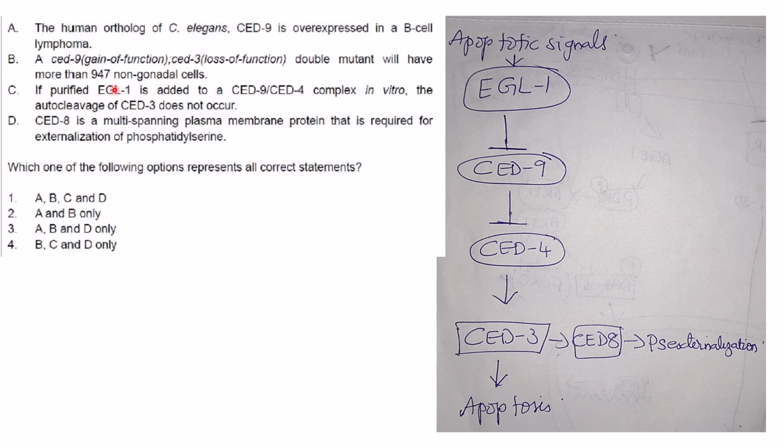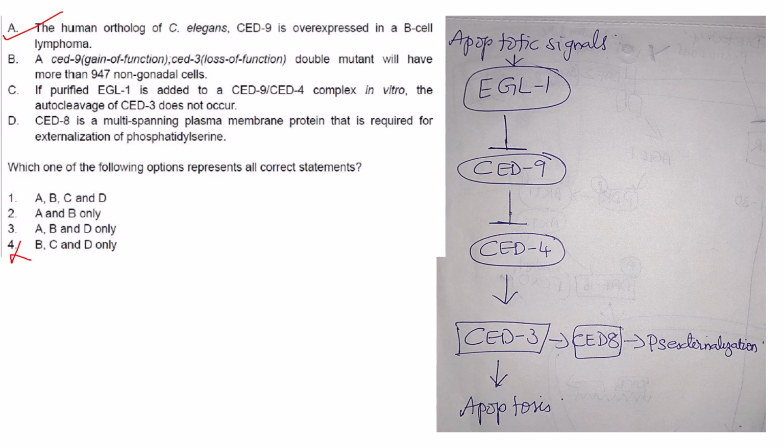Now see the options. The human ortholog of C. elegans CED9. Which is the human ortholog of C. elegans CED9? It is BCL2. CED9 and BCL2 inhibit apoptosis. That is, they are anti-apoptotic proteins. It is overexpressed in B cell lymphoma. Naturally, it is a cancer, so it will be overexpressed. So A is correct. So that makes option 4 wrong.